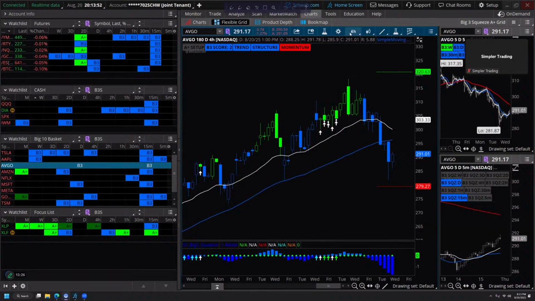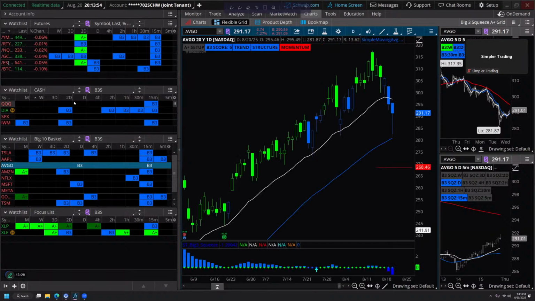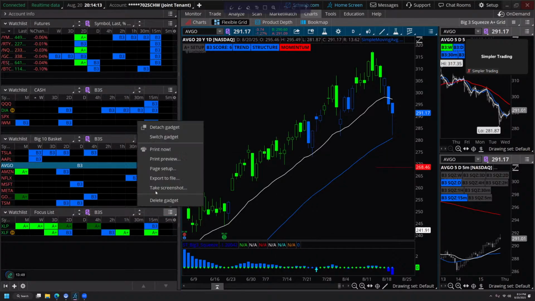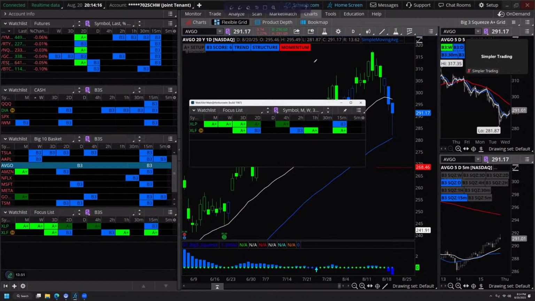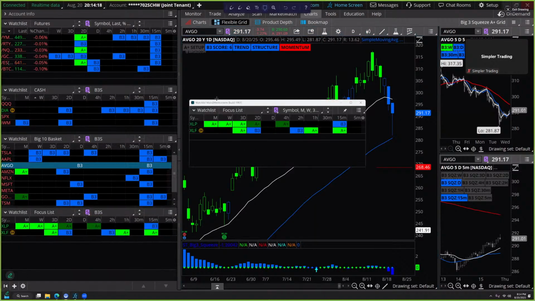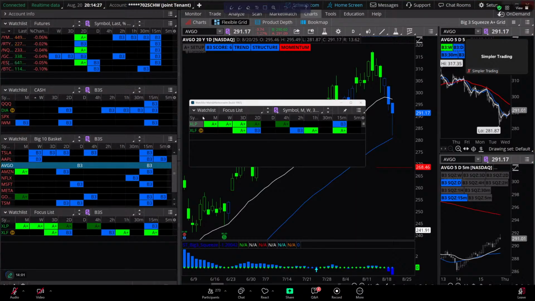All right, that being said, over here on these watch list columns, these are basically my best friend. I got my futures, we got the cash markets, the Big 10 basket, the focus list. I wake up and look at that and say, all right, where's the immediate plate of opportunity? Based on a squeeze, 15 directional criteria, and a really good entry. So if we look at the XLP on the monthly, the weekly, and the 3-day time frame, we've got a nice bright green A+.